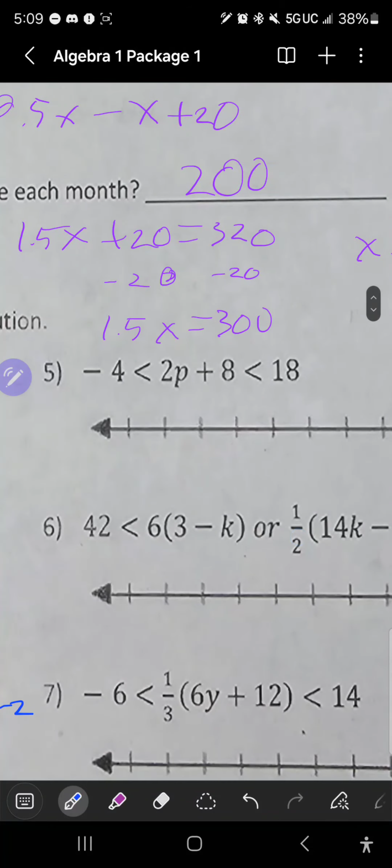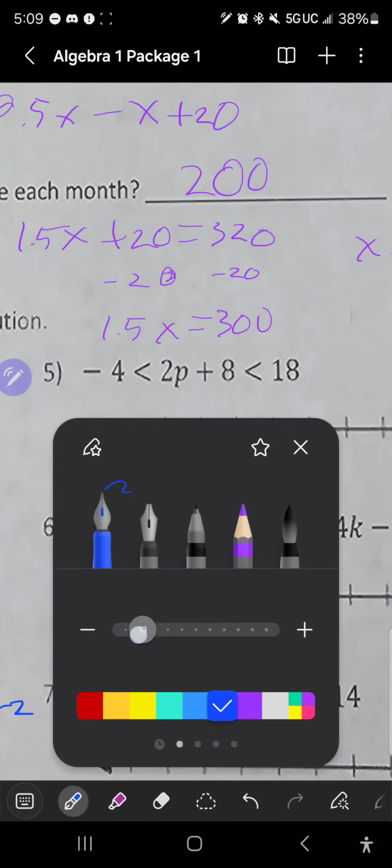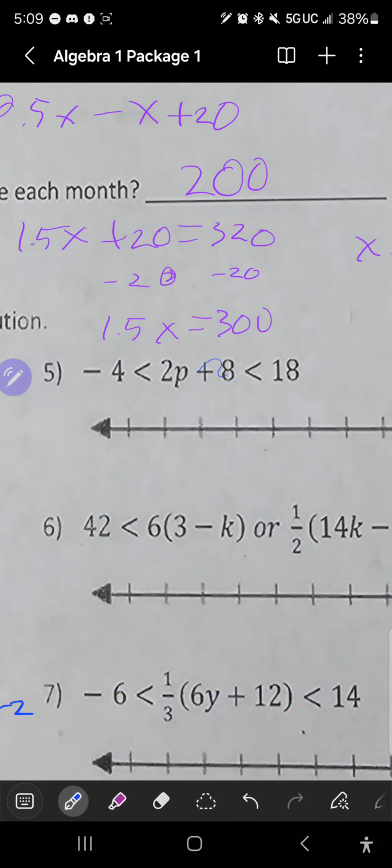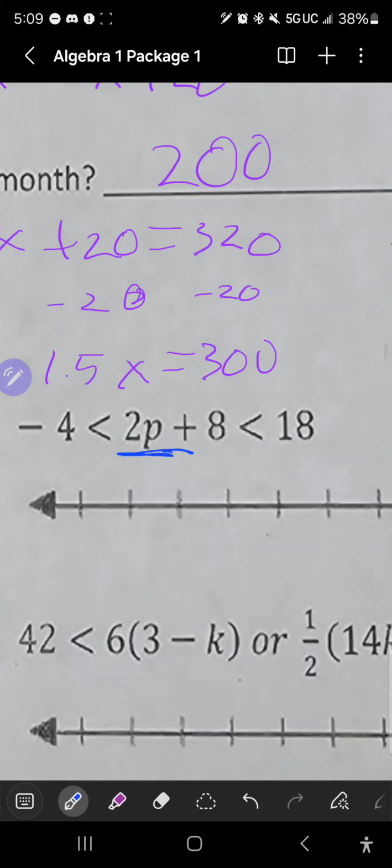Now we have two inequalities. This is more complicated. Basically, what we need to do is leave the variable in the middle. So in this case, we want to keep p alone in the middle. Basically, our result needs to be p, with a less than and a greater than here.